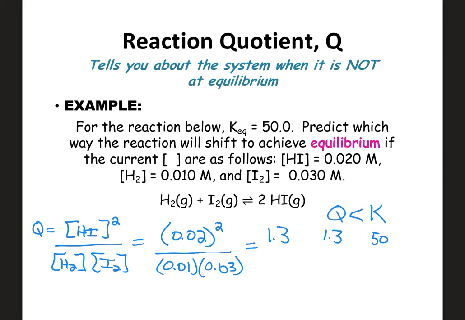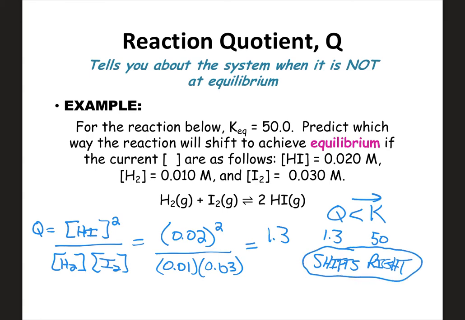So if you use the little alligator trick here, the reaction is going to go toward the right side. So you're going to form products. And this proves that you understand why the reaction is going to shift to the right.